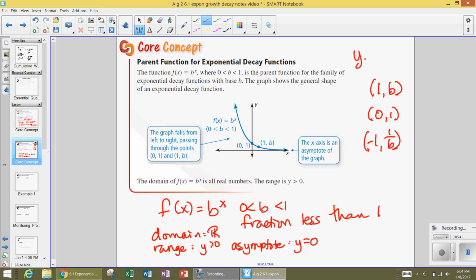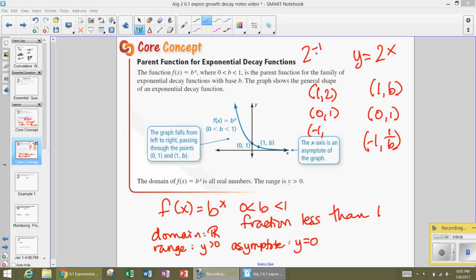When you have, say, y equals 2 to the x. If I put in 1 there, 2 to the 1 is going to be 2. So the 3 ordered pairs I want are going to be (1, 2), (0, 1). Because if I put a 0 in here for x, 2 to the 0 will always be 1. And if I put in a negative 1, 2 to the negative 1. So let's see, 2 to the negative 1, remember from last week, a negative exponent is going to cause a fraction. So that will be 1/2.